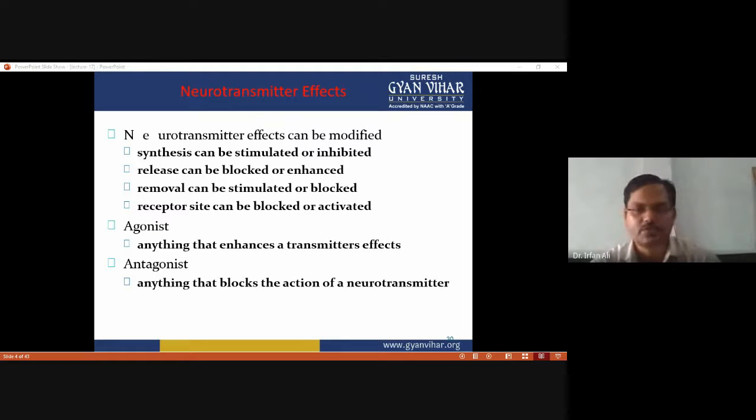So there are two possibilities while we study the action or use of neurotransmitters, while we study nerve impulse conduction through the chemical synapse.